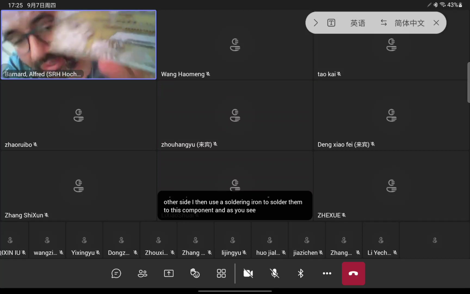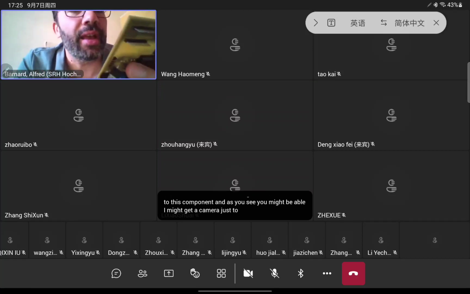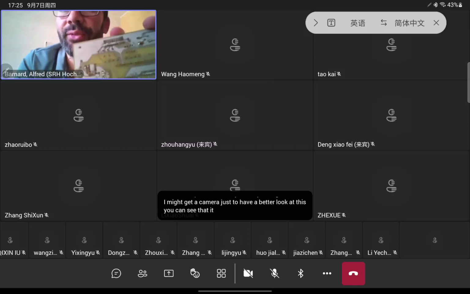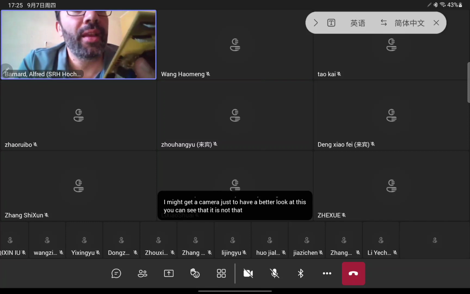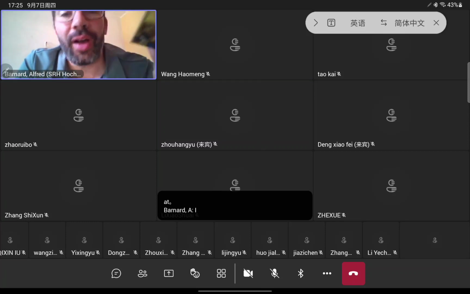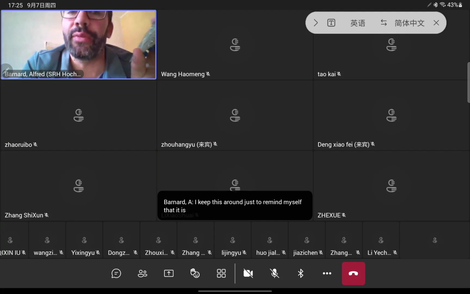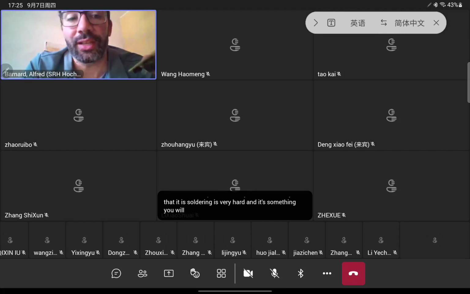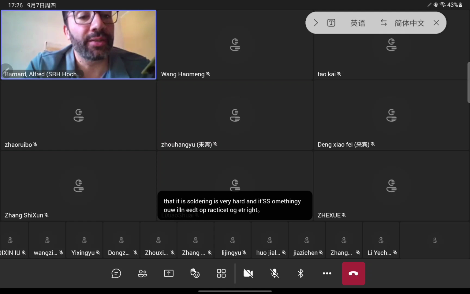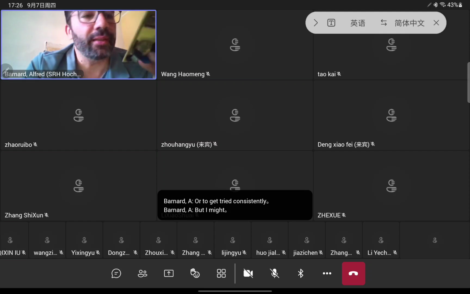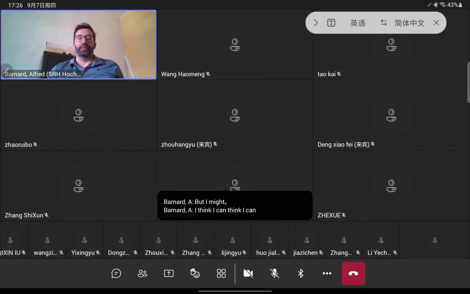And as you see, I might get a camera just to have a better look at this. You can see that it is not that great. I keep this around just to remind myself that soldering is very hard, and it's something you will need practice to get right, or to get right consistently.